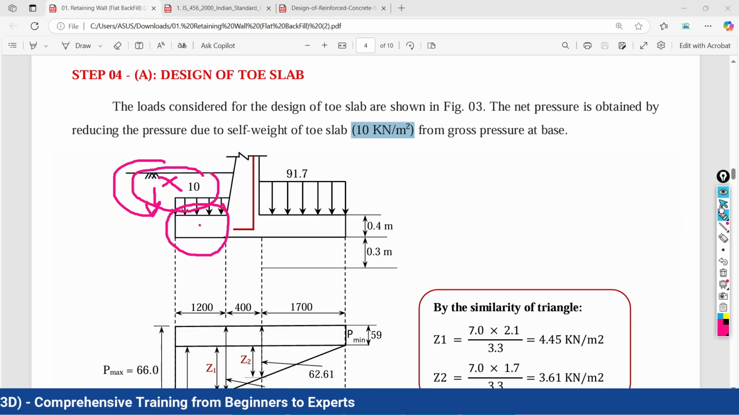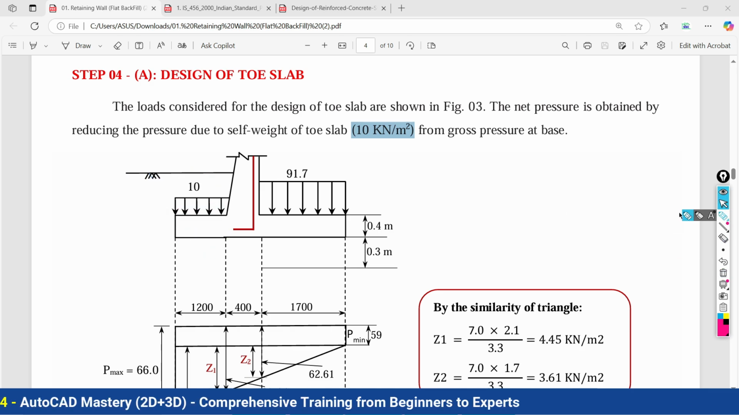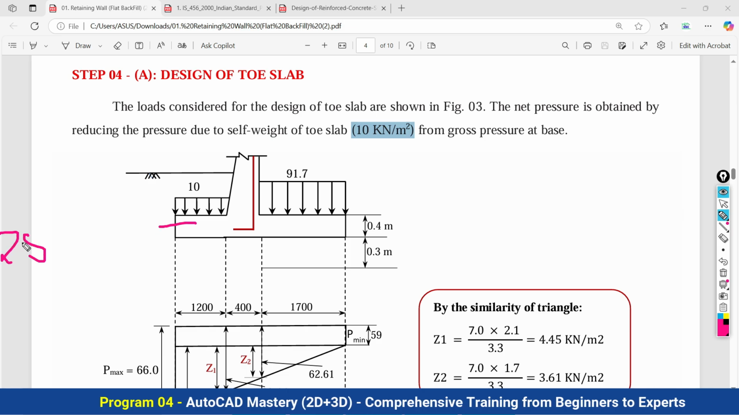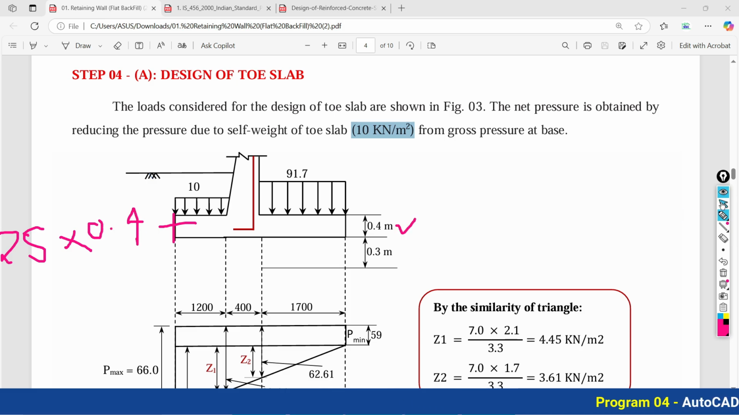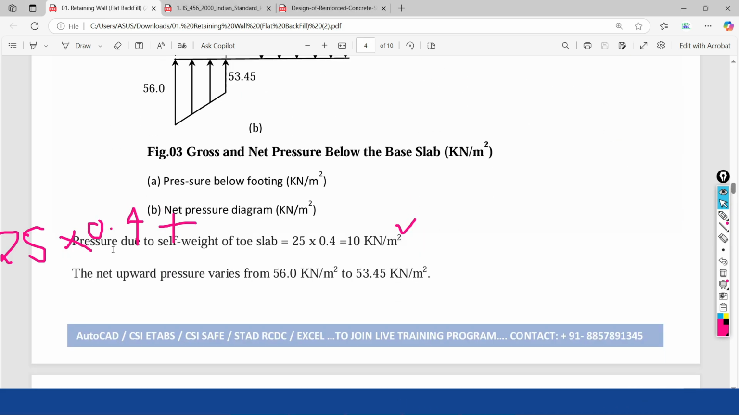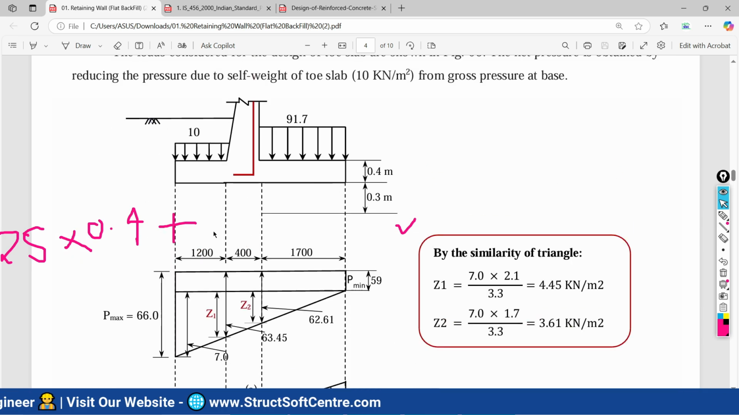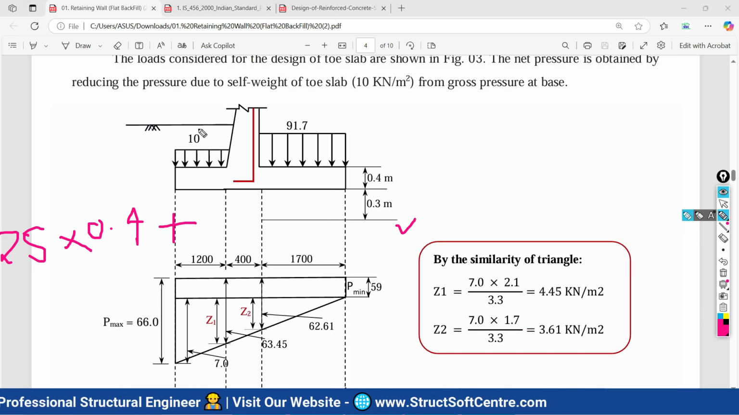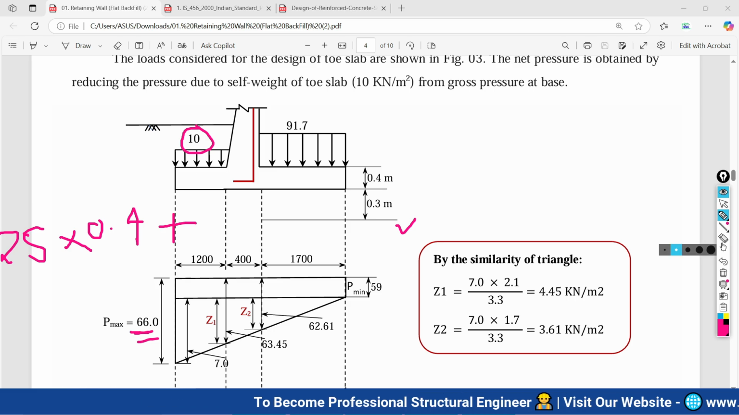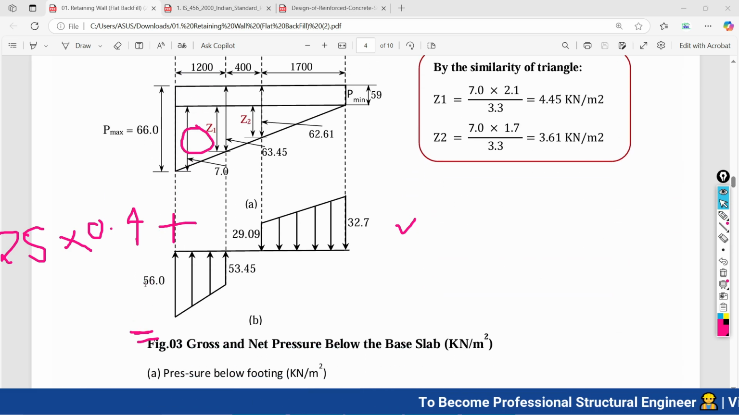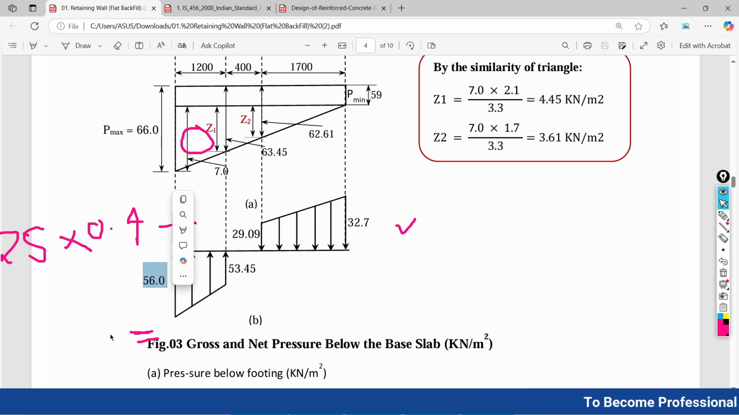And how is that calculated? It's very simple. The density of concrete, 25, multiplied by the thickness of the concrete, that is 0.4 meter, as you can see from here. After multiplication, the pressure due to the self weight of the toe slab, 25 multiplied by 0.4, comes out to be 10 kilonewton per meter square. It is in the downward direction, and the upward pressure is 66. So 66 minus 10 becomes 56, which is present here.